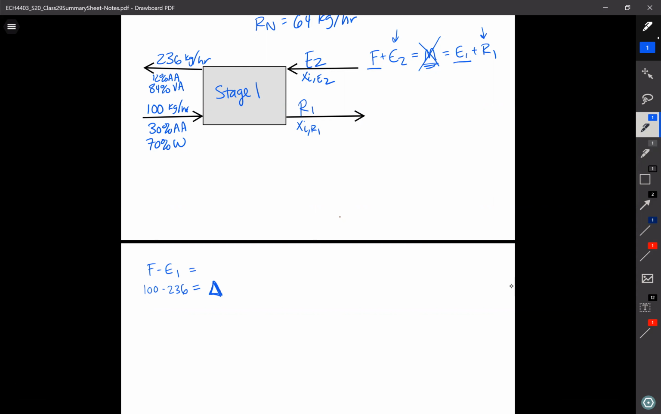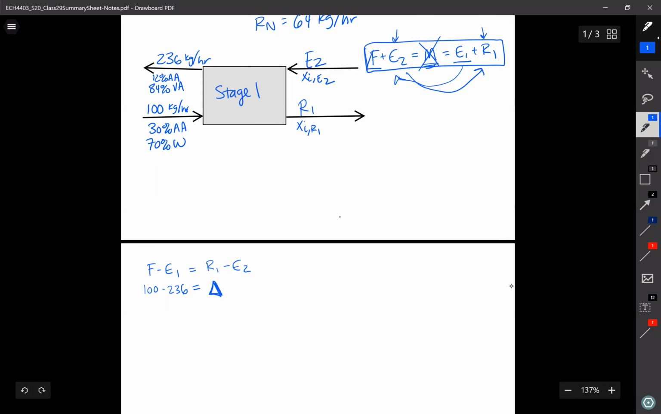All right, and then by rearranging that equation, I would say that F minus E1 also must equal R1 minus E2, right? Simply by starting up here with what I knew from before, take E1 over to the other side, take E2 over to that side. And then look at what happens.